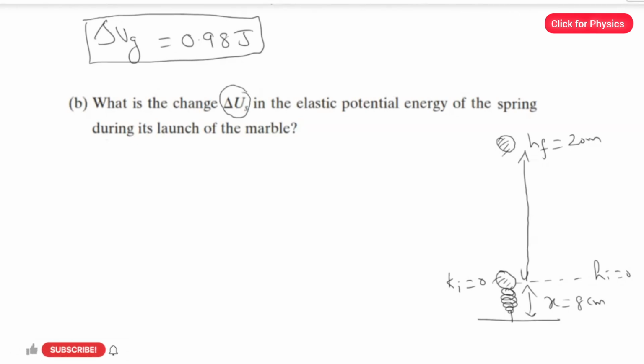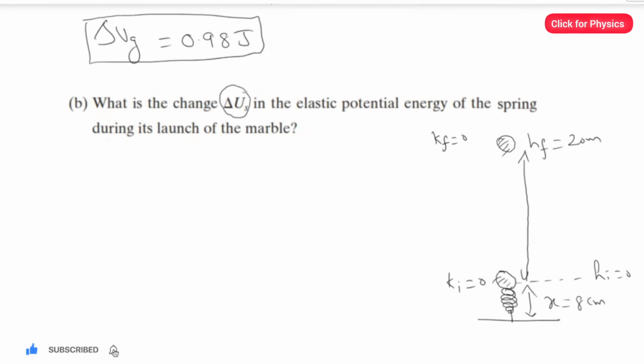But after the marble ball reaches the maximum height, your kinetic energy is also 0, because after that there is no speed. When the marble reaches the maximum height, its speed gets 0. That means the final speed is 0. So if the final speed is 0, the final kinetic energy is also 0. That means initial kinetic energy and the final kinetic energy for this situation is 0.